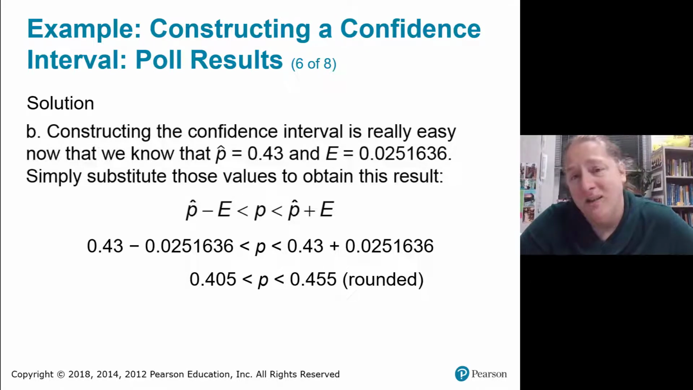So now we're ready to construct our confidence interval. It's really easy. We take our p hat value, 0.43, and our margin of error that we just calculated, 0.0251636, and we subtract and add that error from and to 0.43. When we do that, we get a proportion that falls between 0.405 and 0.455. That's after we've rounded to 3 significant digits.